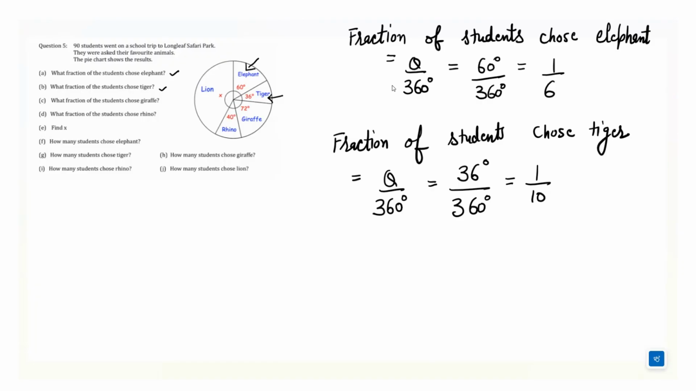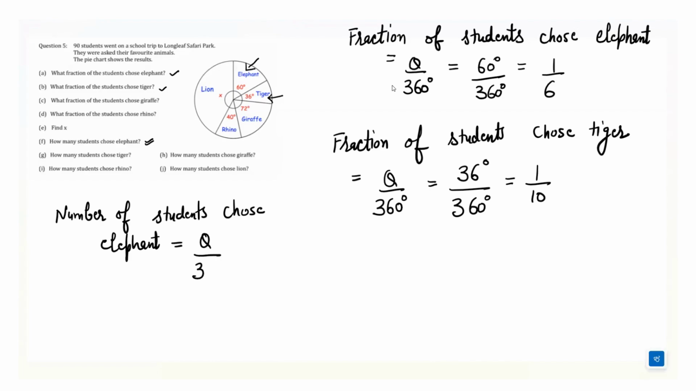Now, we have to find out the value. For example, in part F, it says how many students choose elephant. Now we have to find out the value of the students who choose elephant. So if I have to find out the number of students, what formula will we use here? Number of students who choose elephant is equals to the fraction which we have calculated, that means theta over 360 degree into total number of students.